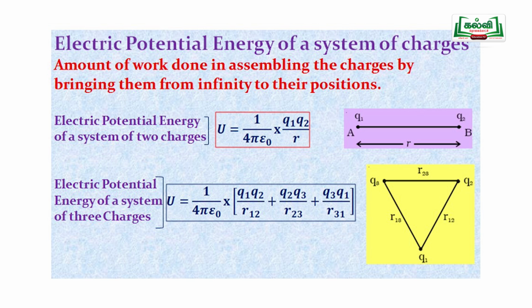In case of 3 charges, what formula do you have to use? We have 3 configurations. So U is equal to 1 by 4 pi epsilon naught into Q1 Q2 by the distance R1 R2 plus Q2 Q3 by the distance R2 R3 plus Q3 Q1 by R3 R1. This is the most important formula. Based on this formula only, you will be getting many sums.